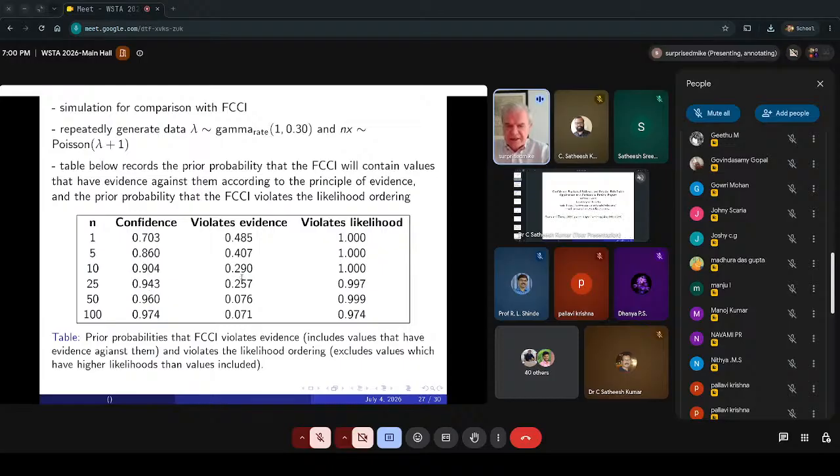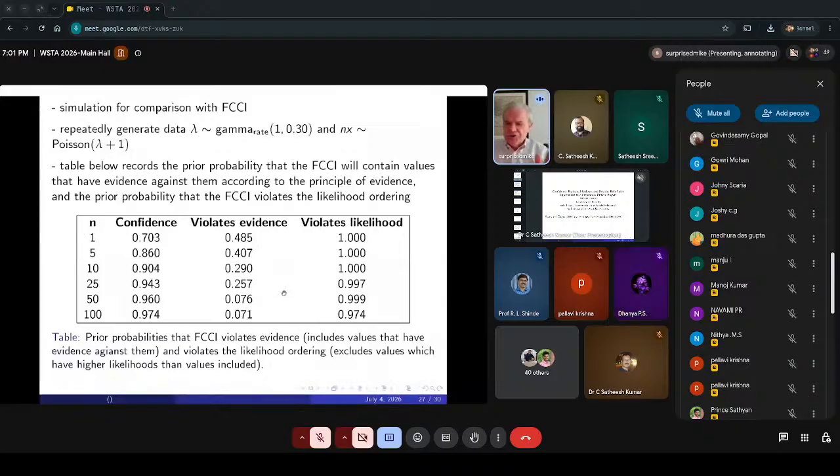You can see even for 10, even though it didn't in the previous numerical example, it did contain values that had evidence against them. The probability is about 30%, even with a sample of size 10. Now they do go down as sample sizes increase, which is good. But look over here, these are the probabilities that the Feldman-Cousins violates the likelihood ordering. And these are always quite large, even at sample size 100.